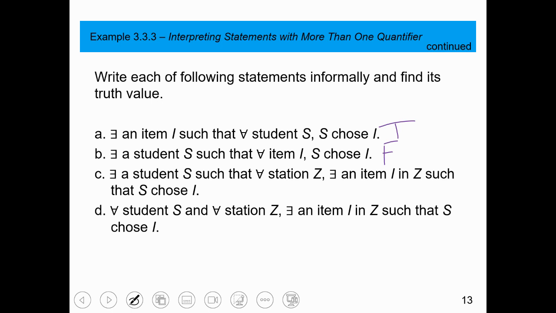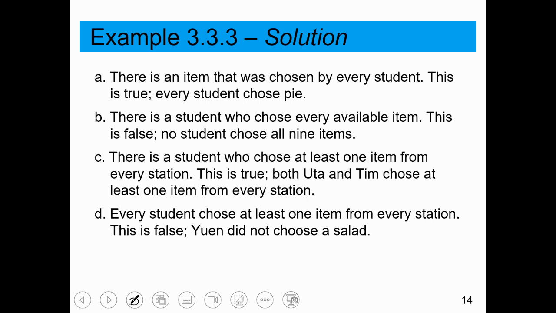In part C, it says there exists a student S such that for every station Z, there's an item I in Z such that student S chose I. Okay? Ooh, let's see. Let's move forward and see if we can get some help on this one. This says there is a student who chose at least one item from every station. Now, this is true. Both Uta and Tim chose at least one item from every station.